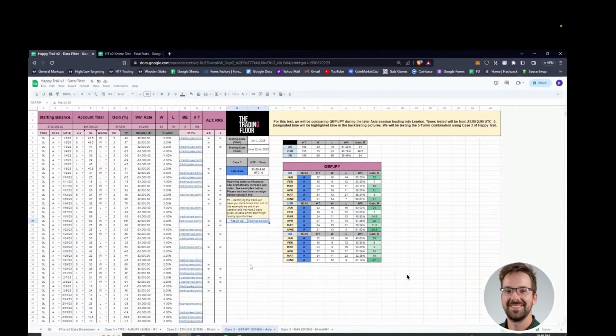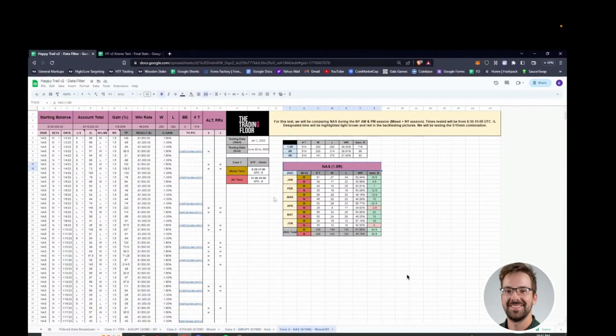GJ during late Asia was pretty good too. 2.5R at about a 46, 47 win rate is a little bit crazy. Almost hit about 100 reward right now. Actually, if you follow Bear, he is the guinea pig in this instance. He is going to be trading this, and I believe another pair too. I can't remember off the top of my head, but he is trading GJ currently and trying this out for Happy Trail. So good luck to him.